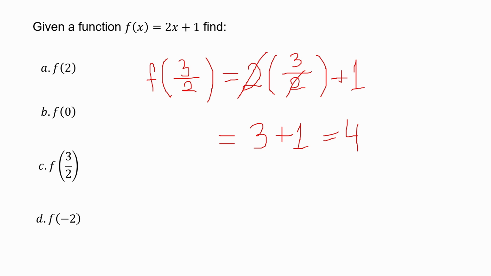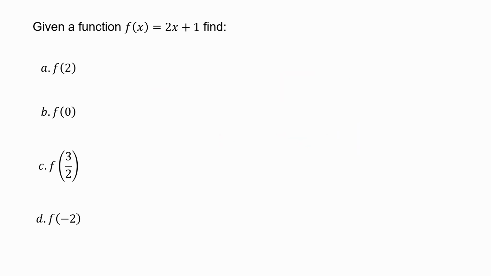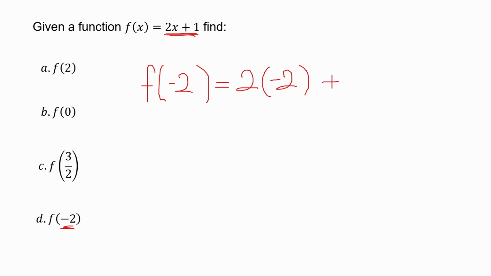And lastly, f of negative 2. For f of negative 2, still the same. Just substitute the number for the x in this equation. 2 times negative 2 plus 1. Okay, so 2 times negative 2 is negative 4 plus 1. So the answer is negative 3. I hope this is very clear to you guys.